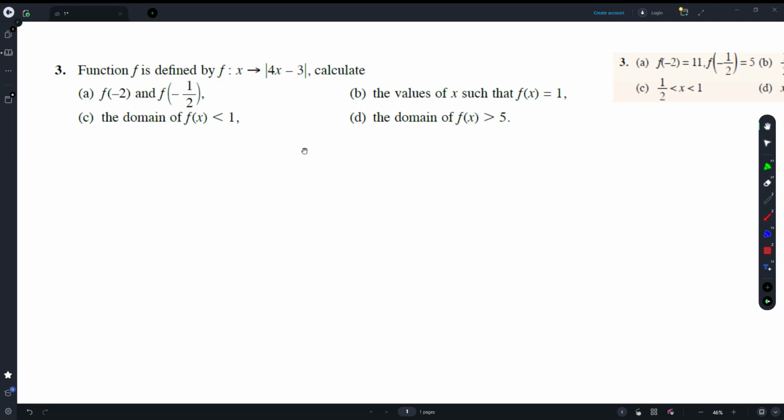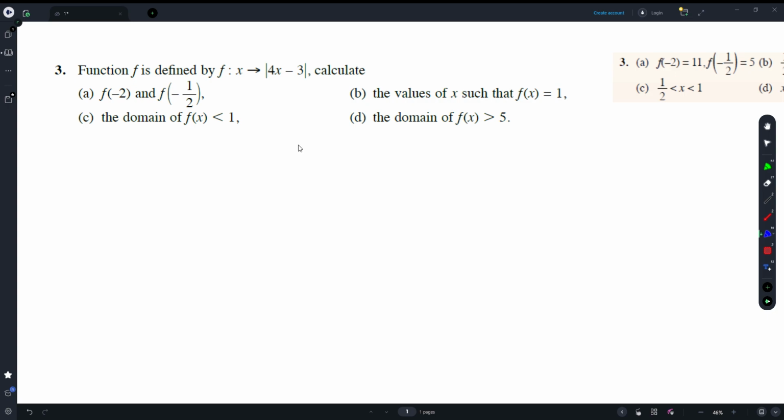Hi everyone. So let's discuss one question on chapter 1 functions for today. We have a function defined by modulus of 4x minus 3, and we have to calculate f of negative 2 and f of negative 1 over 2, and find the values of x such that f(x) equals 1, and the domain where f(x) is less than 1 and the domain where f(x) is more than 5. Okay, so let me show you how to solve this question.